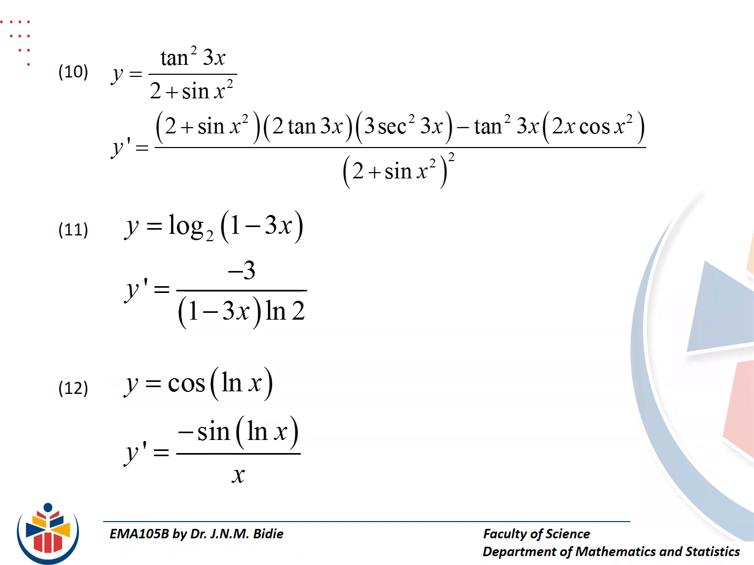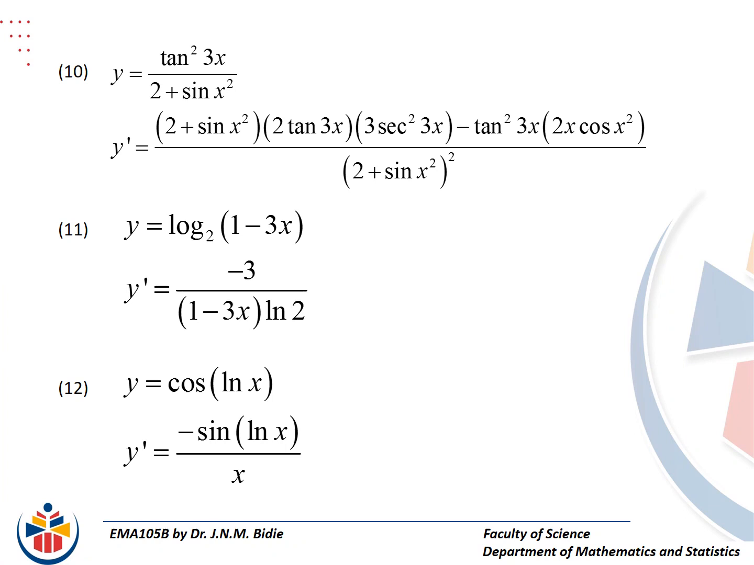Once more, another rule that includes logs in our tables. Number 11, we have now our function is log of 1 minus 3x base 2. The derivative of this: in the numerator, you have the derivative of the argument of the log. So the derivative of 1 minus 3x is minus 3, divided by, in the denominator, the argument of the log as it is, 1 minus 3x. All of this is multiplied by ln of the base.